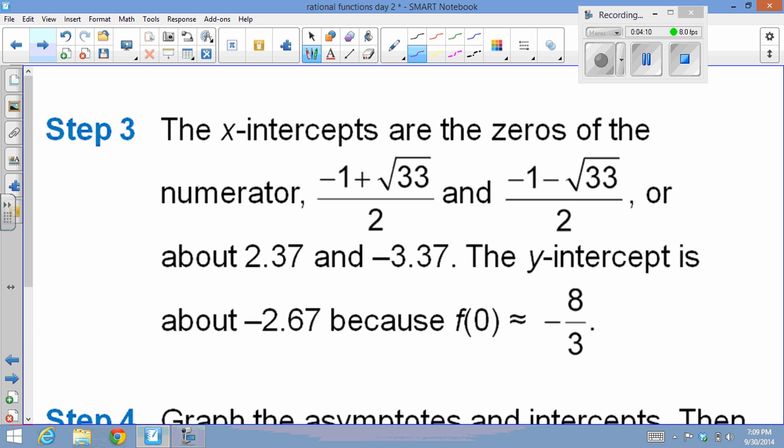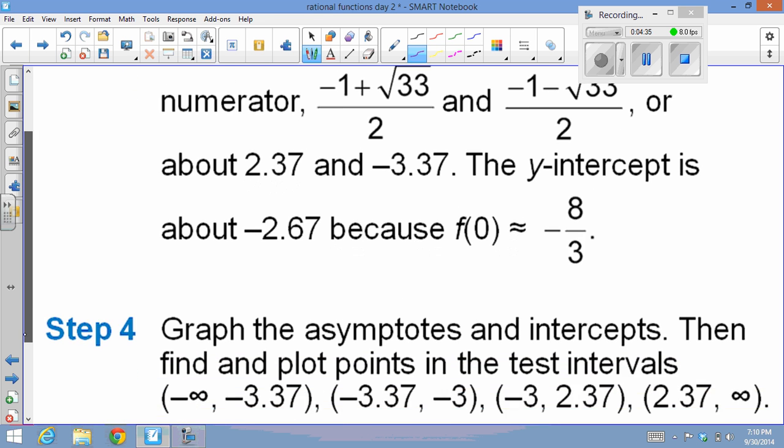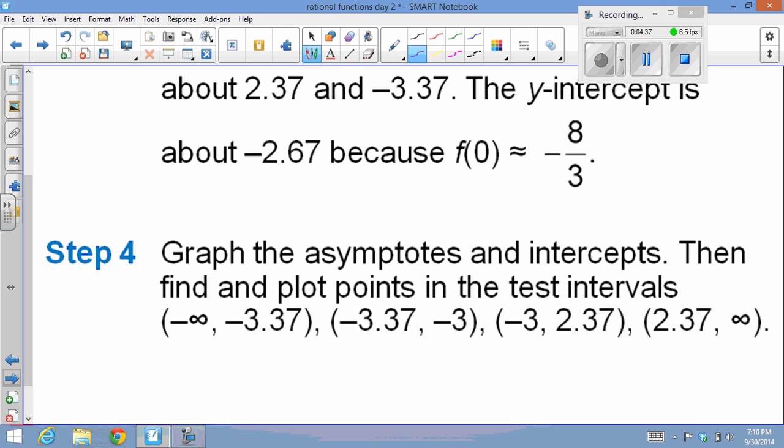From the quadratic formula, I'm going to get -1 plus the square root of 33 over 2 and -1 minus the square root of 33 over 2, which will be approximately 2.37 and -3.37. And then you're going to graph the two of them as well as the y-intercept, the vertical asymptote at -3 and the slant asymptote at y equals x minus 2. Then you're going to start putting numbers into the equation. And let me show you the graph to make sure that we all understand where we're putting points into the intervals.